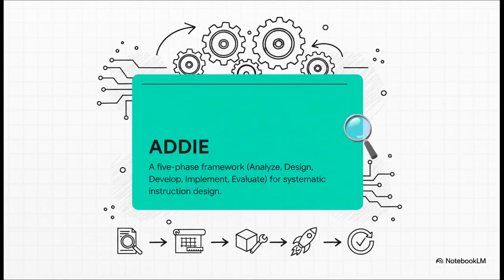First up is ADDIE. This is like the architect's master plan for a whole building. It's a 5-step cycle. You analyze who your students are, you design the learning journey, you develop the materials, you implement the lesson, and then, super important, you evaluate how it all went. This is the go-to for building a really solid course from the ground up.